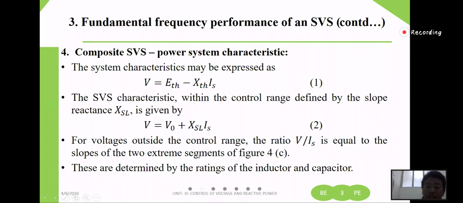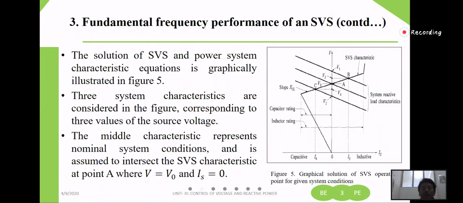These two are the composite characteristic of the SVS and power system characteristics. So now let's see how we can control. This part is very important. The other part is also important, but you have to know how you got this straight line. Here we are talking mainly about how we can control the voltage by using an SVS in the power system.